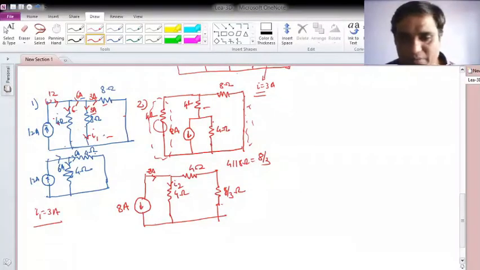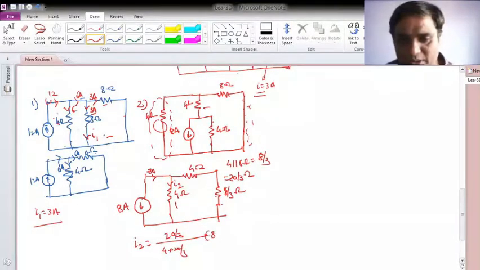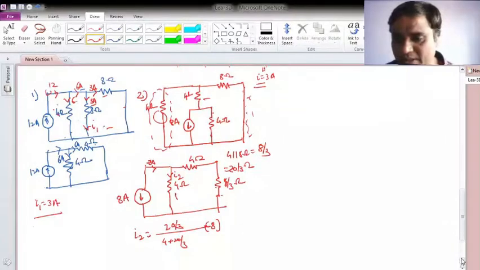Now I will use the current division rule here. The series resistance will be 4 plus 8 by 3, so it will be 20 by 3 ohms. Okay, 4 plus 8 by 3: 4 times 3 is 12, plus 8 is 20 by 3. The resultant will be 20 by 3. To compute this current, the resistance opposite to it goes in the numerator divided by the sum, which is 4 ohm plus 20 by 3, multiplied by the total current, that is minus 8 ampere.